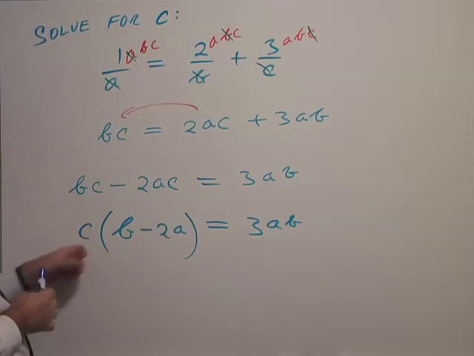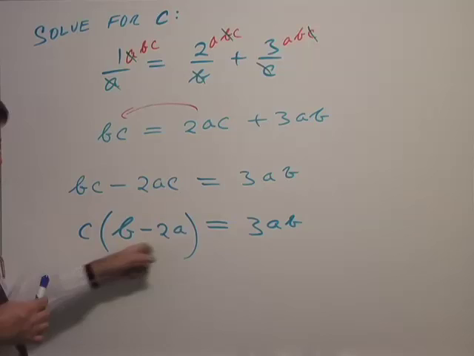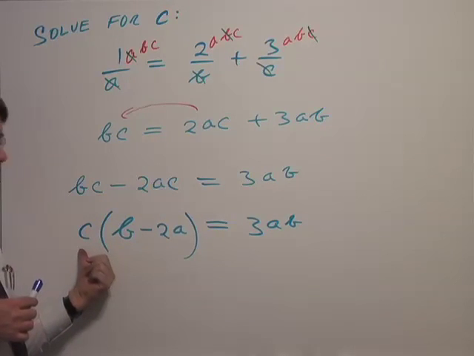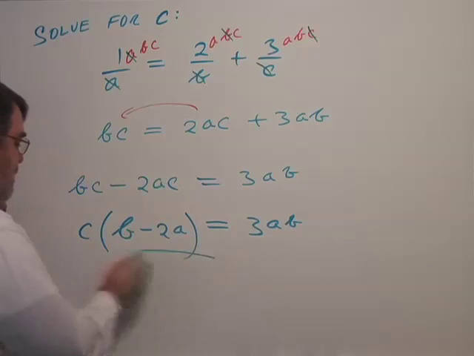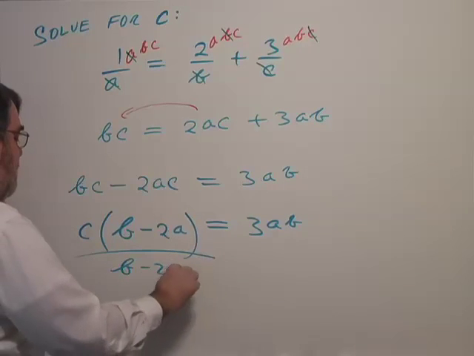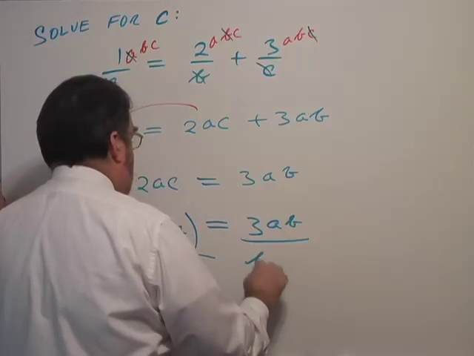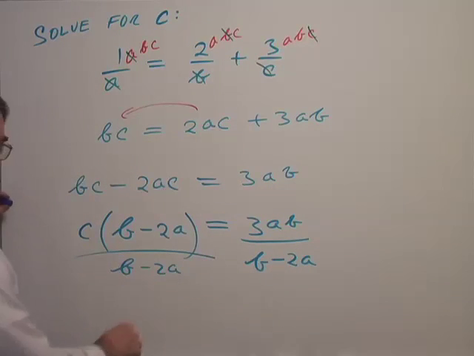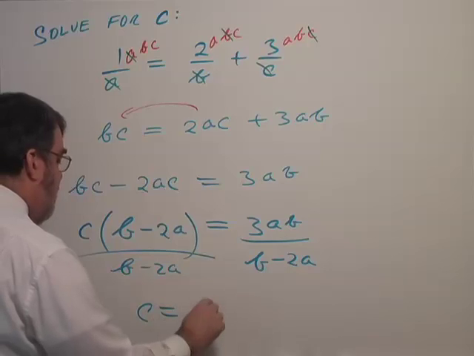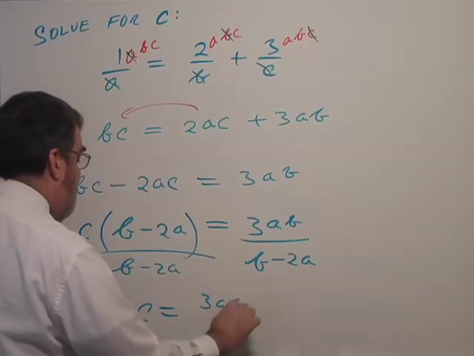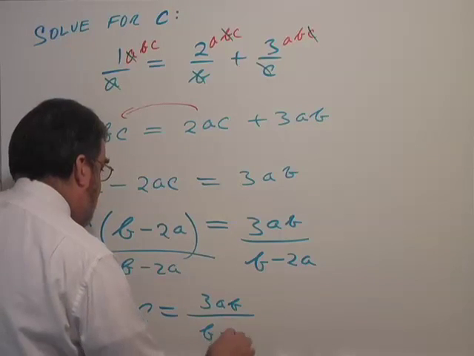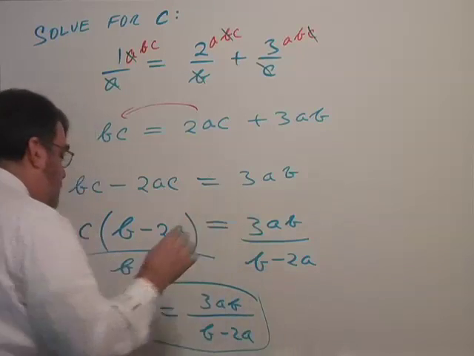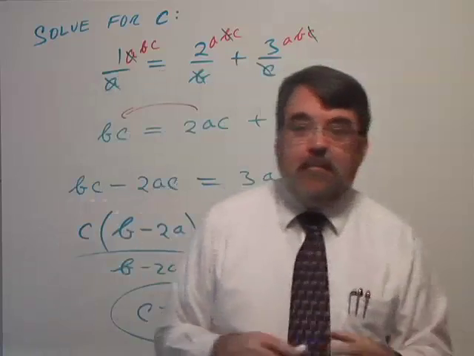Now I'm down to 1c, and how am I going to get rid of this? Well, this parentheses is multiplying c, so I get rid of it by doing the opposite. I divide both sides by the parentheses, b minus 2a. So I end up with an answer, c equals 3ab over b minus 2a. There we go. So it's done.